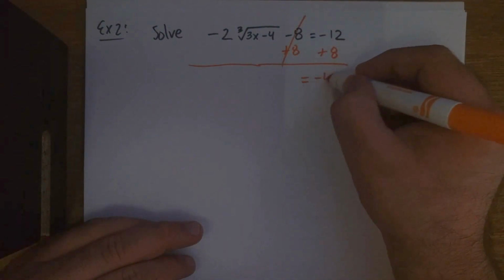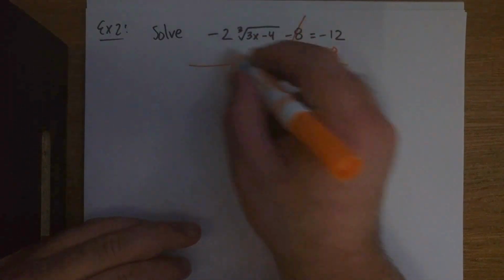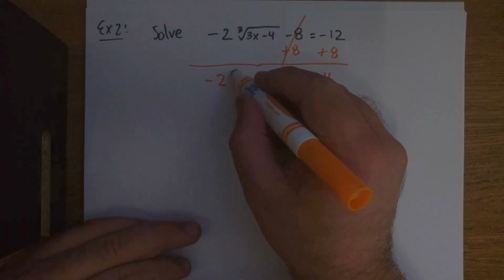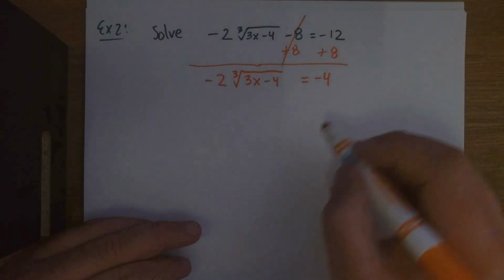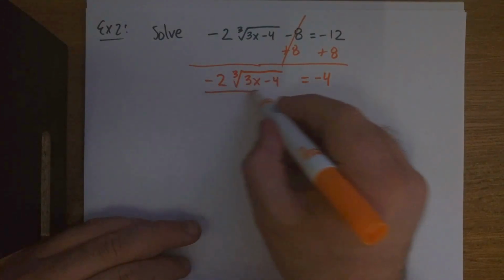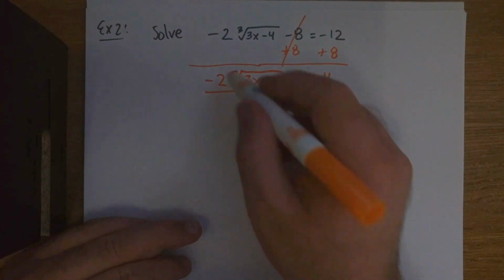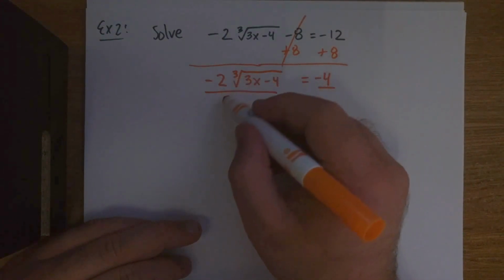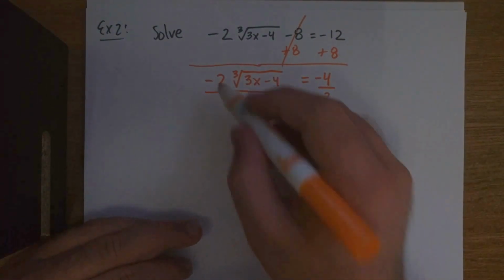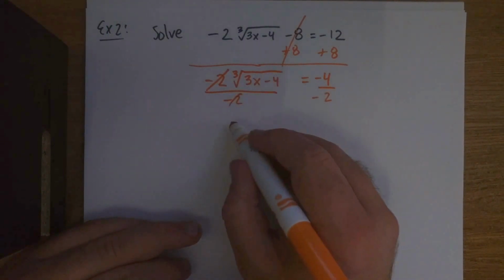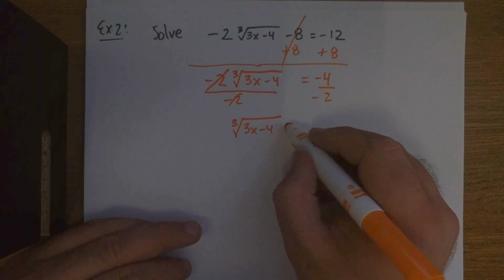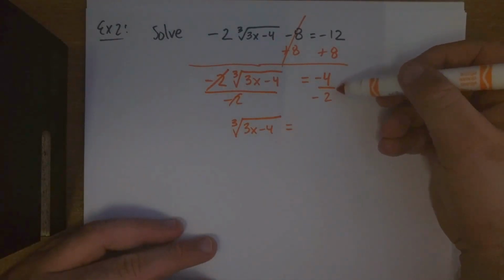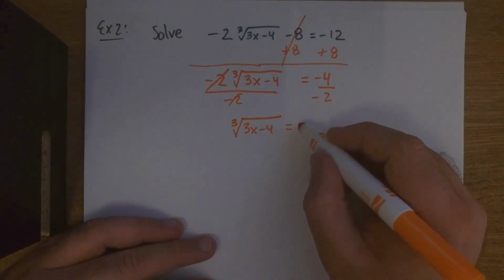-12 plus 8 is -4. I'm going to bring down all this right here. Divide both sides by -2, because this is considered multiplication, and the opposite of multiplication is division. These cancel. The cube root of 3x minus 4 equals, and then -4 divided by -2 is 2.